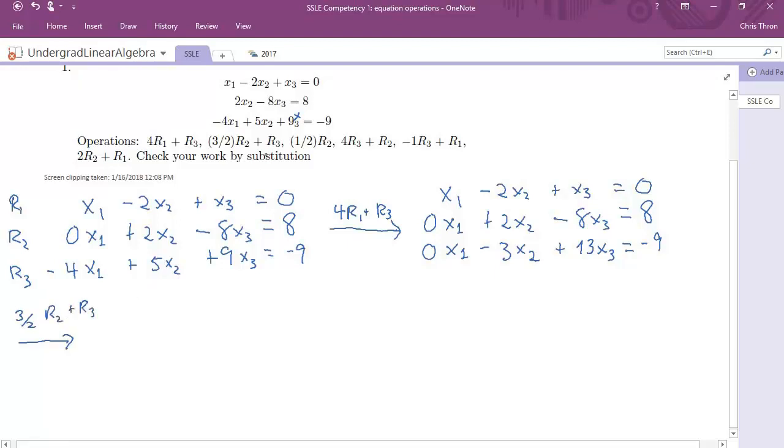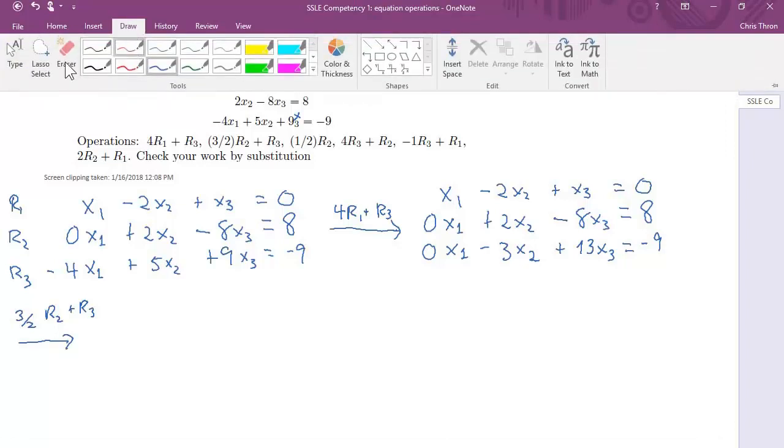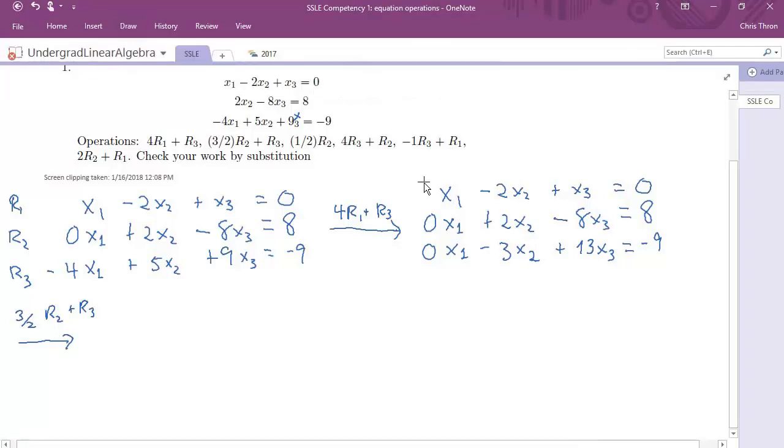This is going to replace r3. So the first two equations are going to be exactly the same. So let me go ahead and copy my system of equations. Actually, I only want to copy the first two, because the third one is going to change. And I'll move it down here.